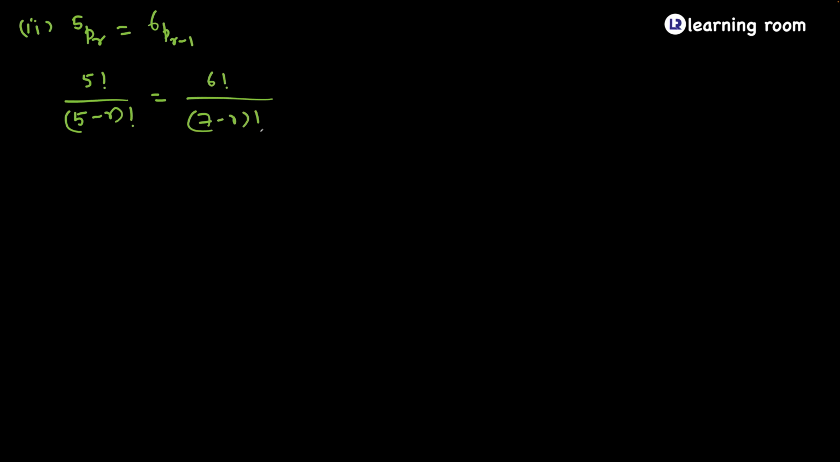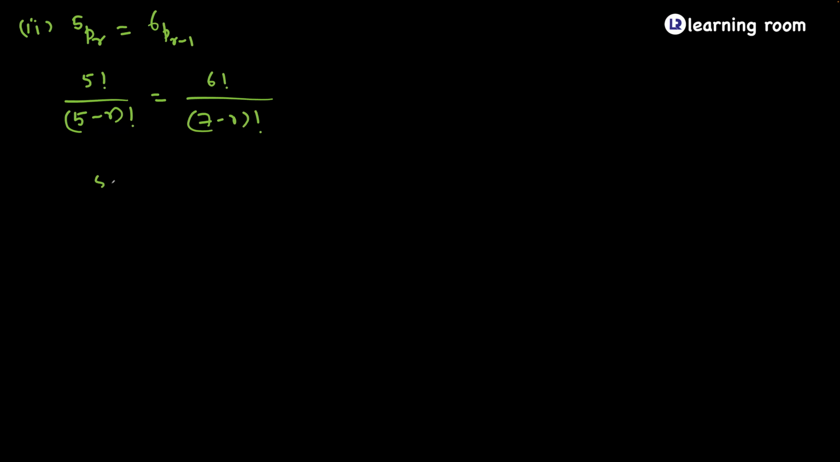Okay. Listen to this. The second subdivision says 5Pr is equal to 6P(r minus 1), right? So 5Pr is going to be 5 factorial by 5 minus r factorial, is equal to 6 factorial by, same logic, 6 minus of r minus 1. That is going to be 7 minus r factorial.